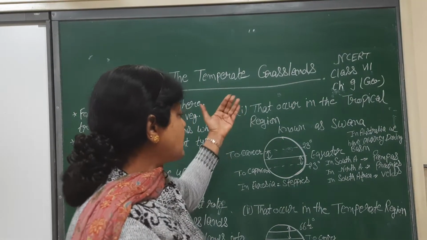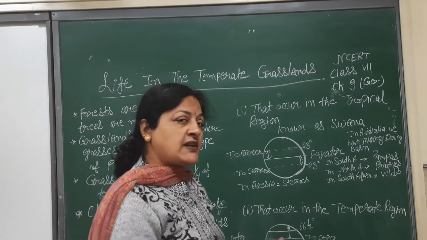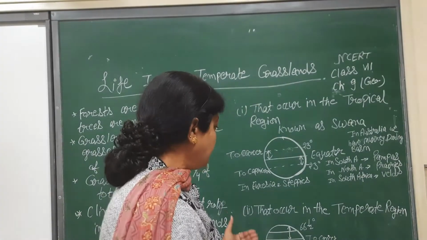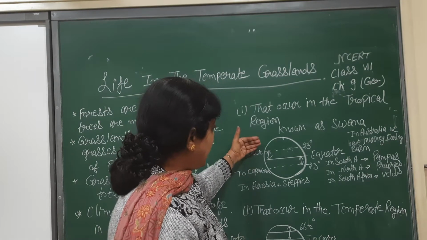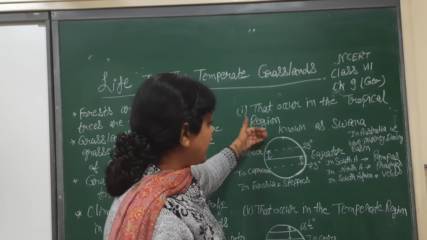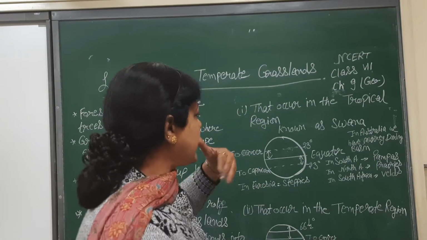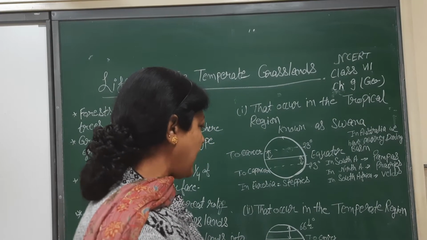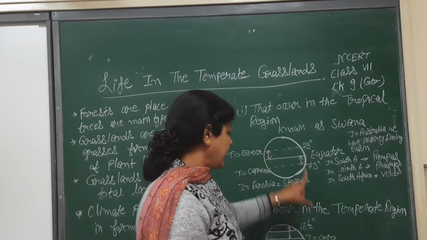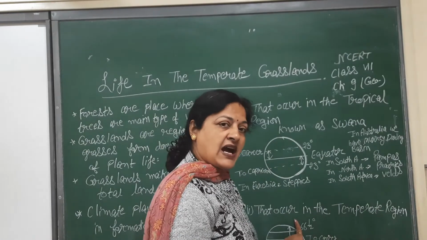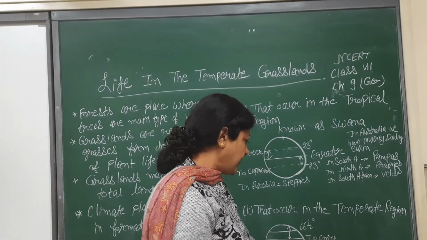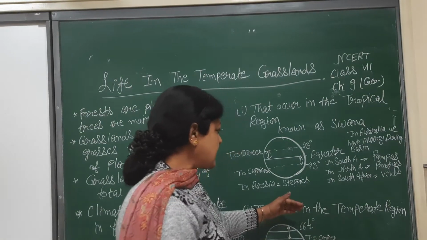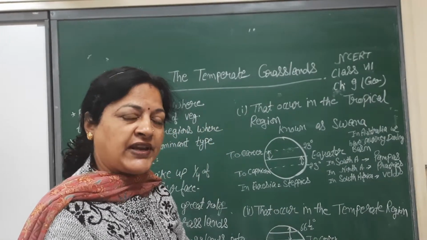Then comes the vegetation that occurs in the temperate region. We can say the area above the Tropic of Cancer and below the Tropic of Capricorn, from 23 degrees to 66.5 degrees north, and the same in the south. This area is known as the temperate region.